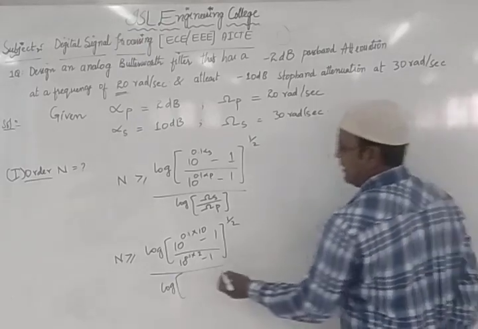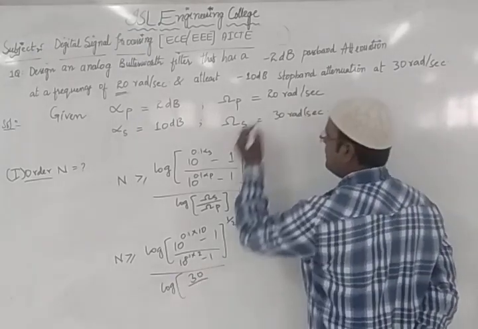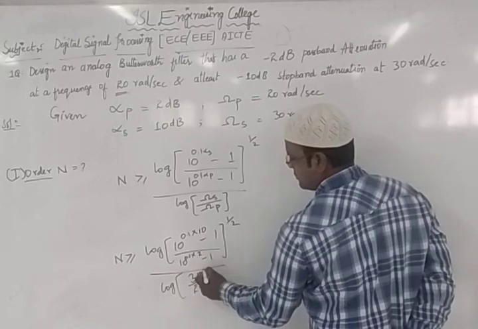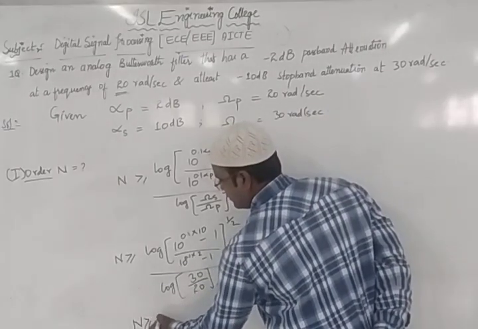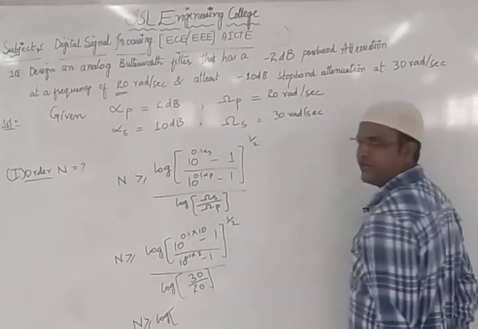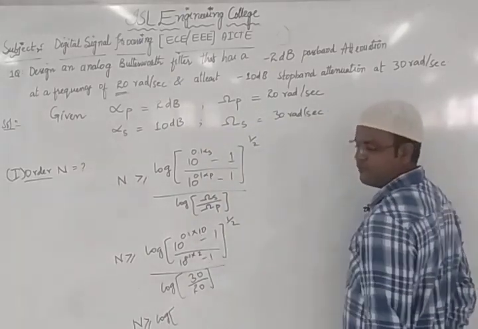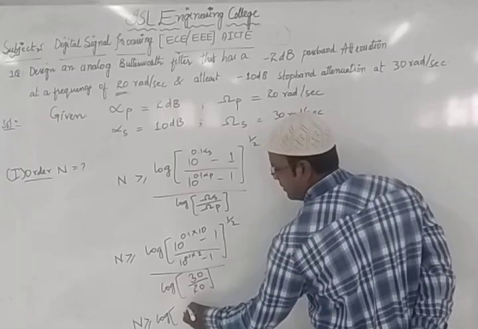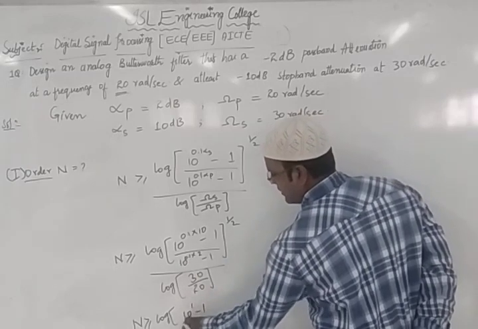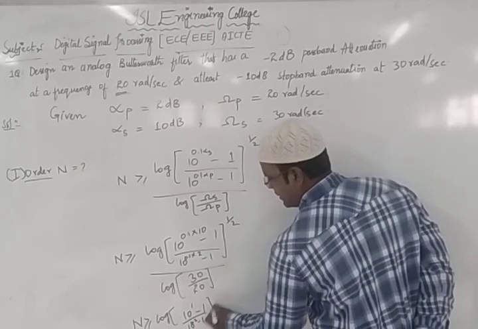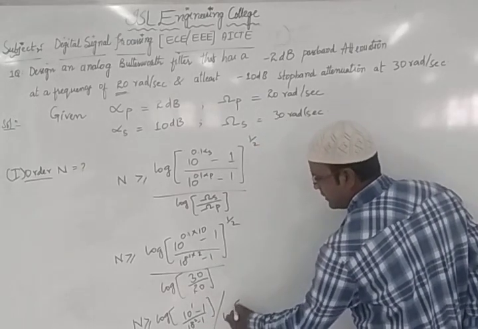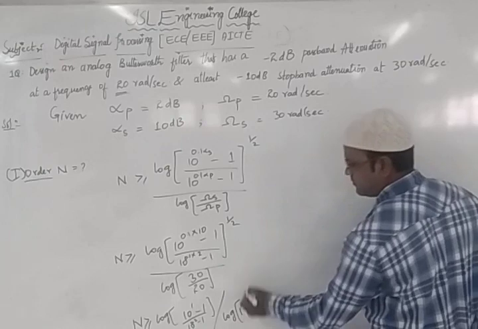the frequency in the pass band and stop band? It is 30 radian per second and this is 20 radian per second. So both will get cancelled. So we can get N greater than or equals to log of 10 power 0.1 and then 10 power minus 1 by, what is this value? 10 power 0.2 minus 1, divided by log of 30 by 20, which will be 1.5.